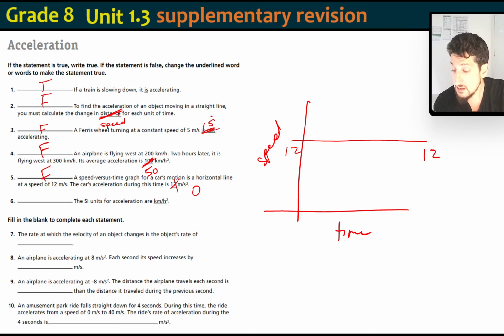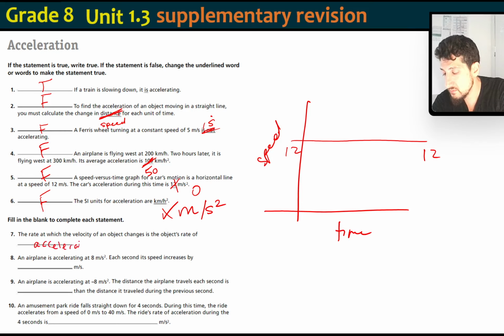Number 6 says the SI unit for acceleration is kilometers per hour squared. That's also false. This is a unit for acceleration, but this is not the SI unit, not the standard international unit. The standard international unit, as some of you are yelling through the screen, is meters per second squared. Okay. Number 7, the rate at which the velocity of an object changes is the object's rate of, come on, everybody should know this by now. The rate at which the velocity of an object changes is the object's rate of acceleration. Acceleration is change of velocity over time, or the rate of velocity change.